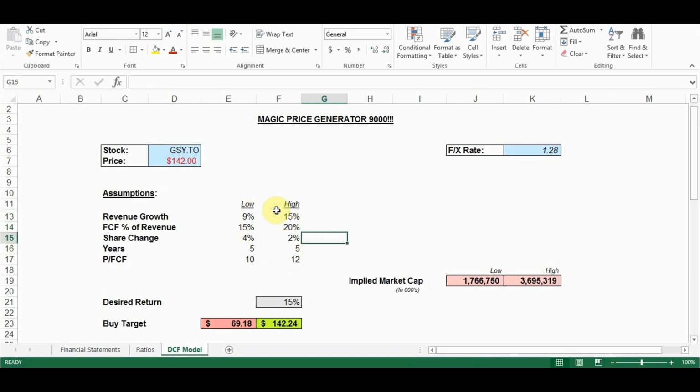Still, I like to make these high assumptions fairly conservative, but this is really up to you guys. These are just the inputs that will actually affect your buy targets. But that's on you guys. That's not me. I'm just showing you guys how to make this model. This is completely your discretion.